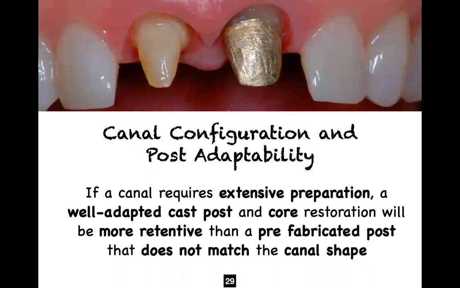Okay, so here I'm trying to tell you is canal configuration and post adaptability. I told you in my last lecture also how do you decide whether you have to go for a preformed post or whether you have to go for a custom cast post or whether you have to go for an aesthetic post. Now, because of you disturbing in between, I have to get to the rhythm again and again, right? So it all depends on the size of your root canal. It should match the size of your canal shape.